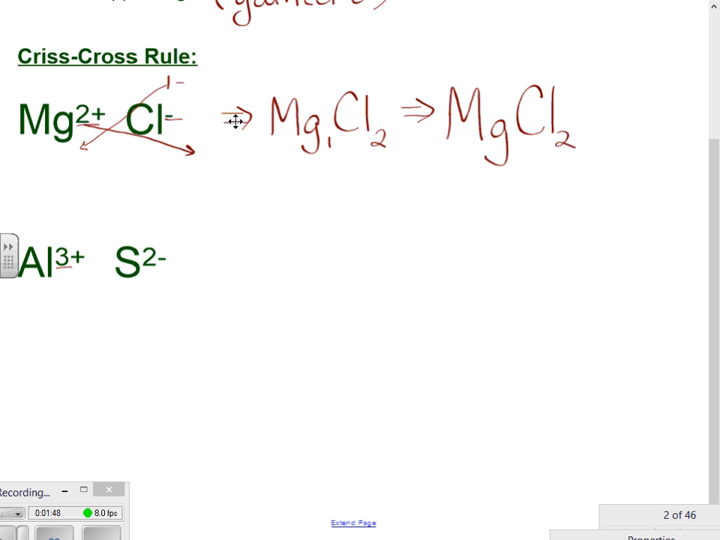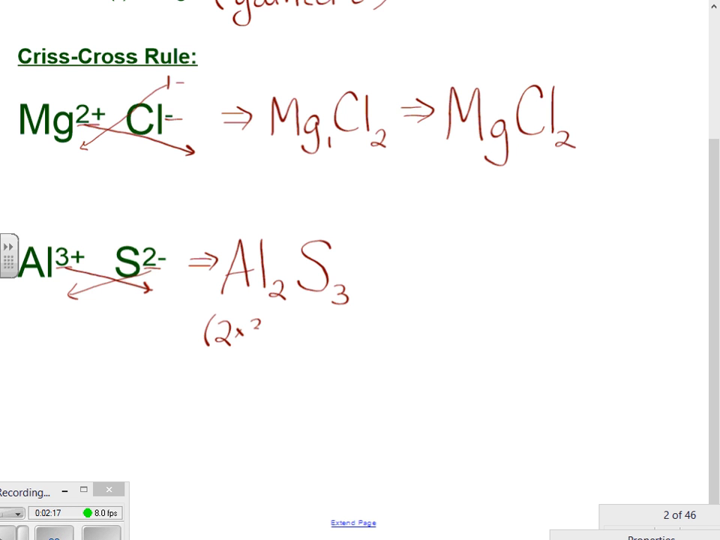Okay, if we were to look up aluminum, you would see it's in a group that has a 3 positive charge. Sulfur is in a group with a 2 negative charge. So when we combine them together, we crisscross, and we get Al with a 2, S with a 3. So this is making sure that when we add their charges together, the net charge of this compound is 0.